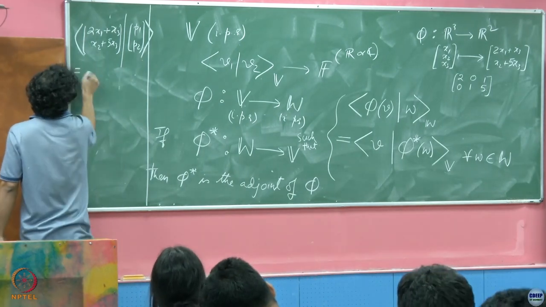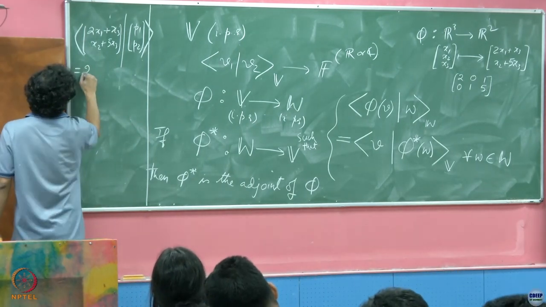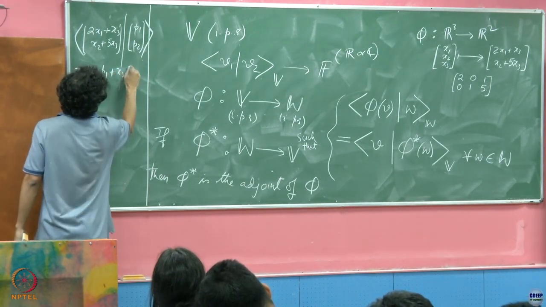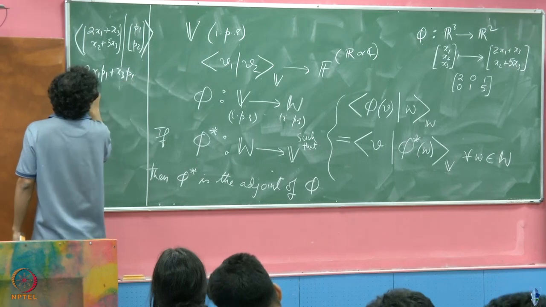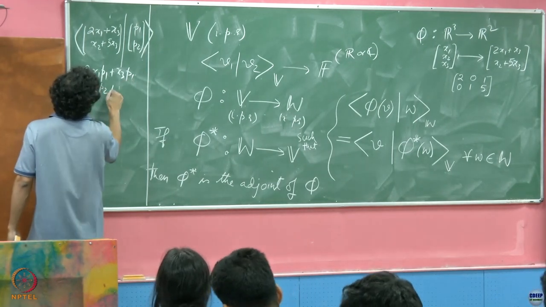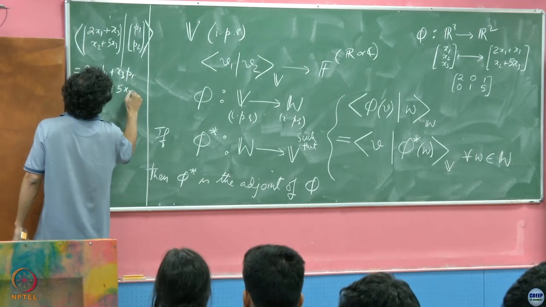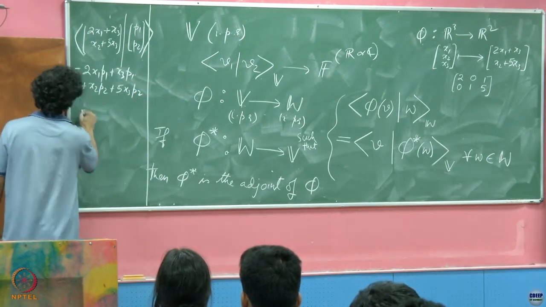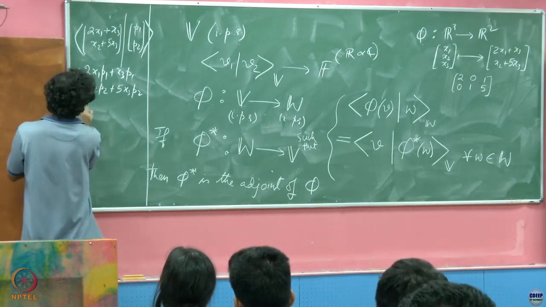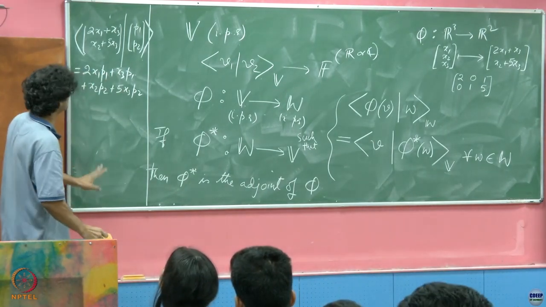Okay? So what is this? This is 2x1 p1 plus x3 p1, plus x2 p2 plus 5x3 p2. If I collect together terms like this, I can simply, okay, let's leave it there. Let's not collect together terms at this stage.